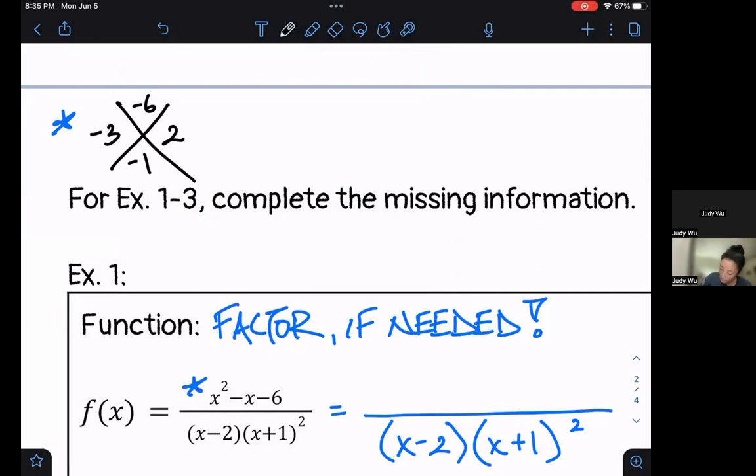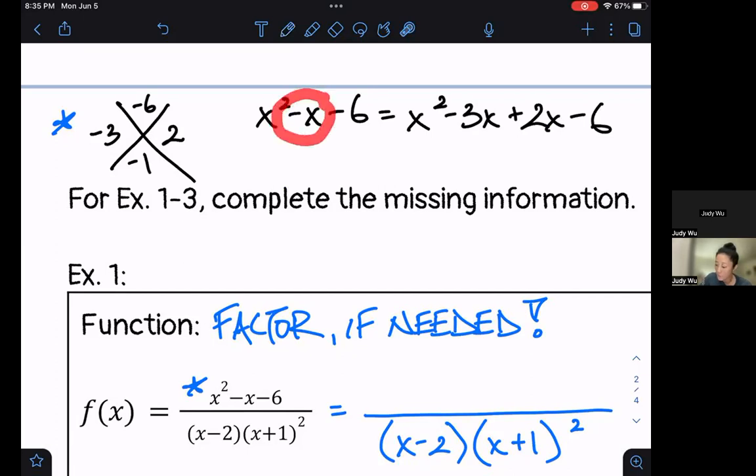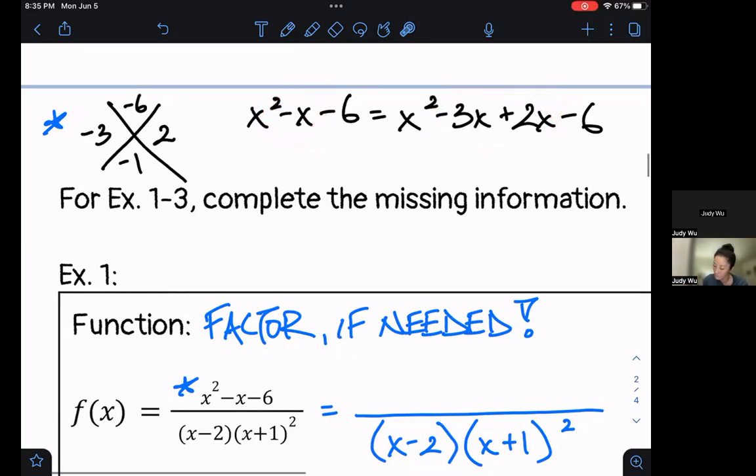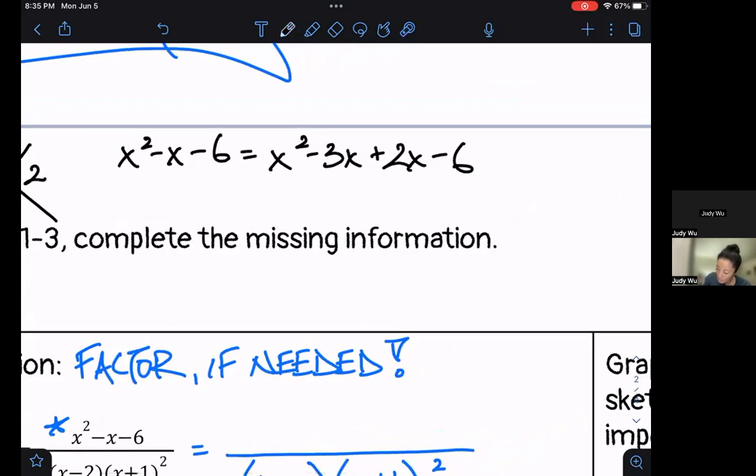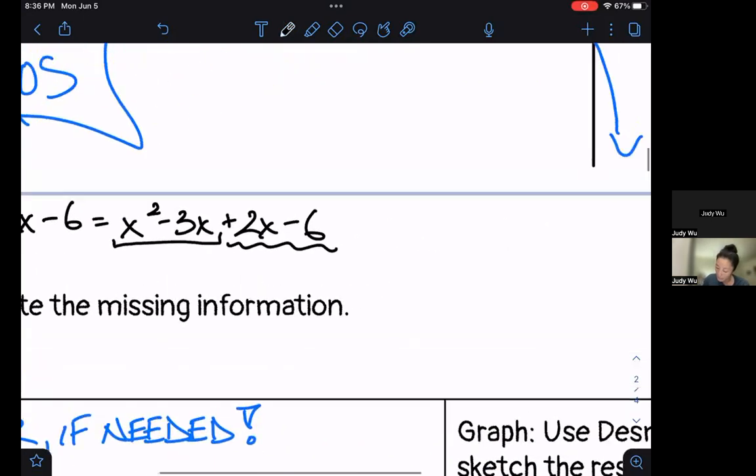All right. What does that mean? That means that we can write x squared minus x minus 6 as x squared minus 3x plus 2x minus 6. Again, we're taking that middle term and splitting it into two unsimplified terms that actually combine to give us what we started. And the reason we're doing that is so that we can group the first two terms and group the second two terms so that we can factor.